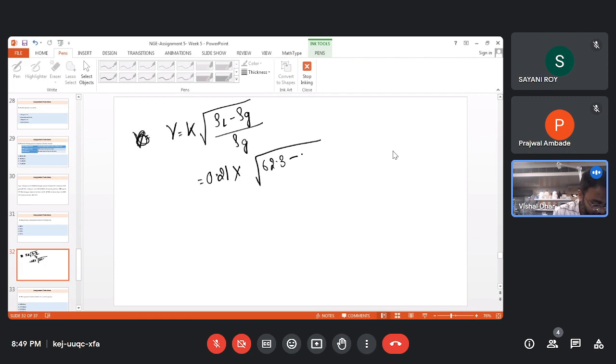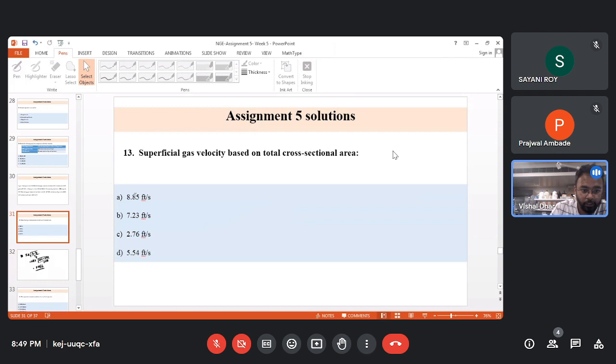62.3 minus 0.035, density of gas, divided by 0.035, equal to, if you solve this, it is 8.85 feet per second. So the correct option is option A, 8.85 feet per second.